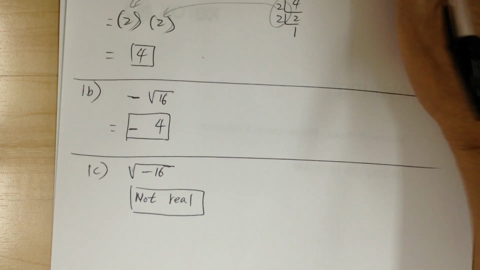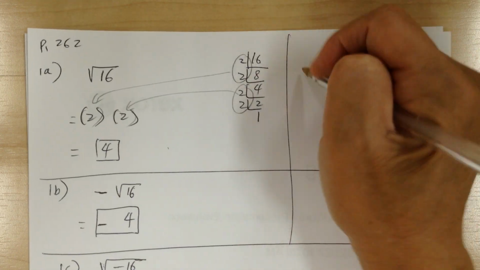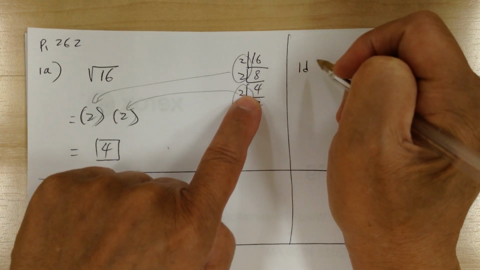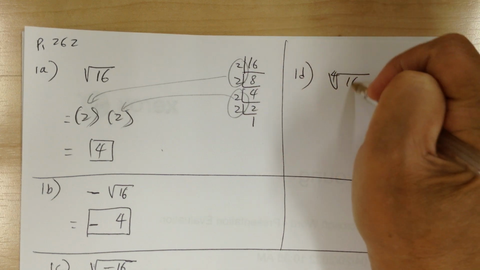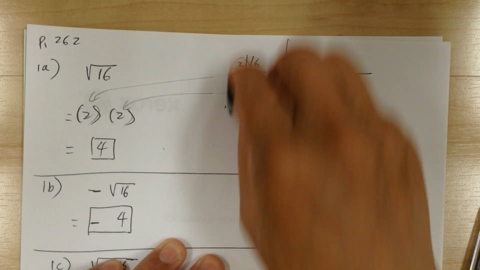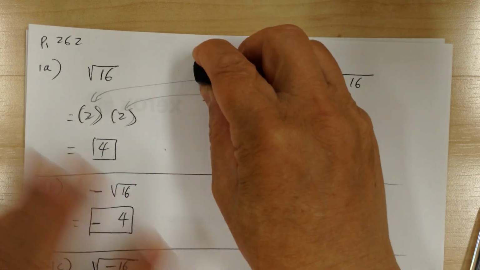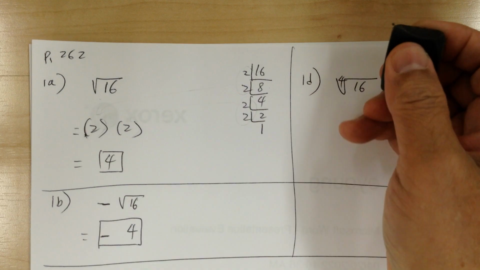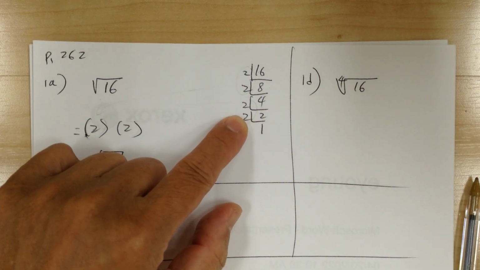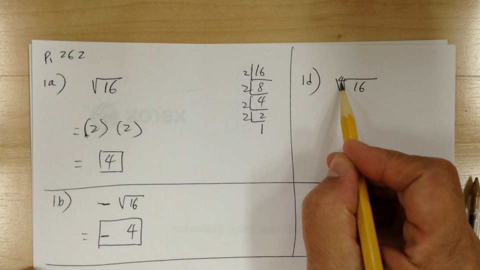Now I'm going to do 1D up here, because I'm going to use these. Example 1D, you have the 4th root of 16. So I'm going to erase this over here. You do the same thing: 16, you break it down like this. But notice there's an index 4 over here.